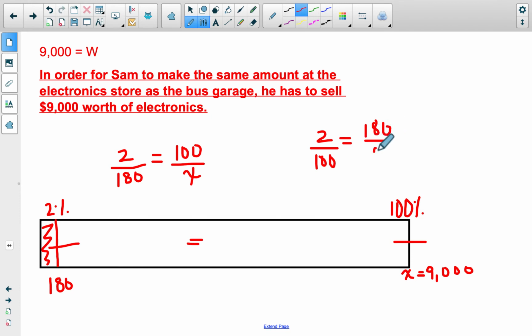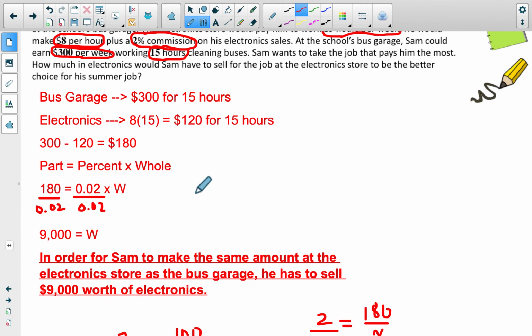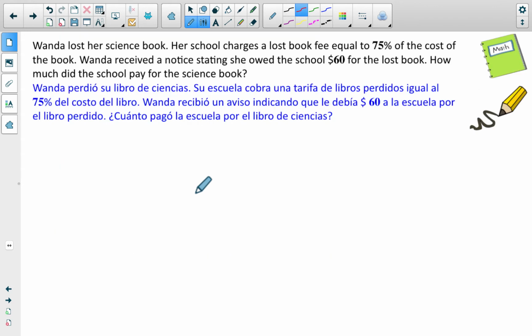And you could solve it this way. Either way, you would end up at 9,000, so he needs to sell 9,000 to break even. But if he wants to make more at the electronics store, he needs to sell more than 9,000. All right, we're going to look at another example, so pause the video and write this down now.